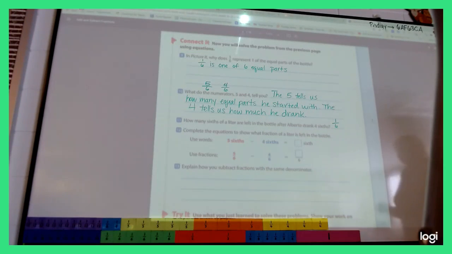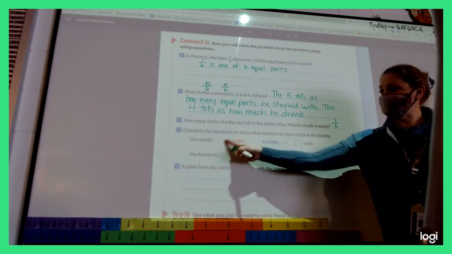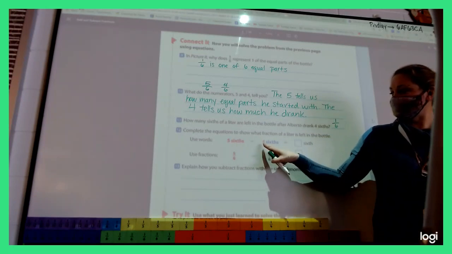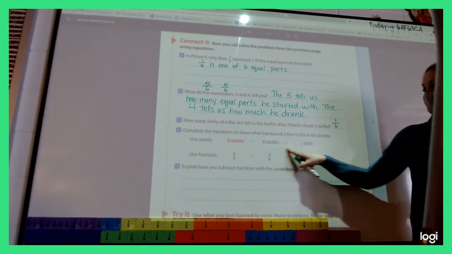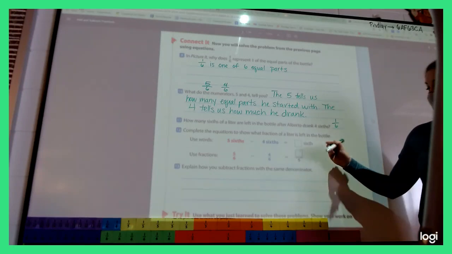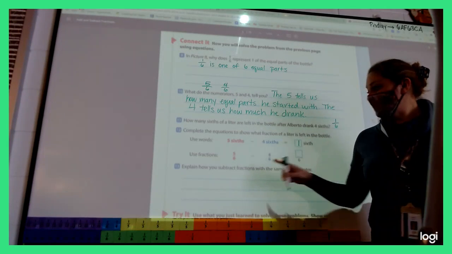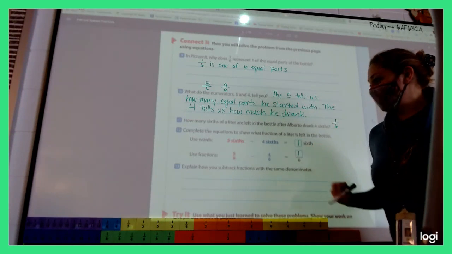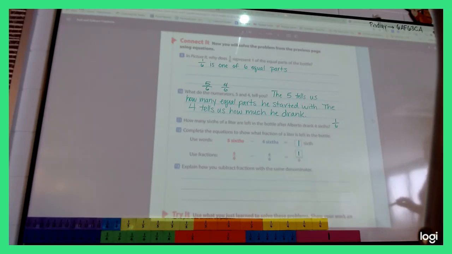Complete the equations to show what fraction of the liter is left in the bottle. Now this is so easy, okay? But sometimes when we write it out like this, it just looks funny. If we're using words, we have 5/6 minus 4/6, and Quentin just said we have how many left? Chloe? So 5 minus 4. It's kind of in word form. Okay. All right, now what about using fractions? Pretty easy. I just need you to tell me, William. 1. 1.